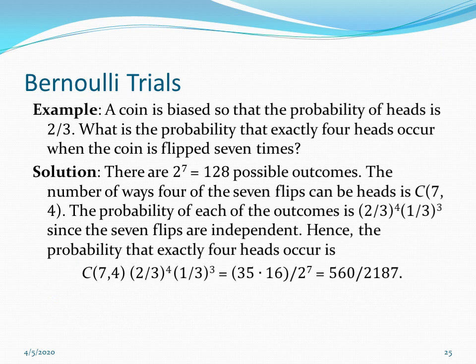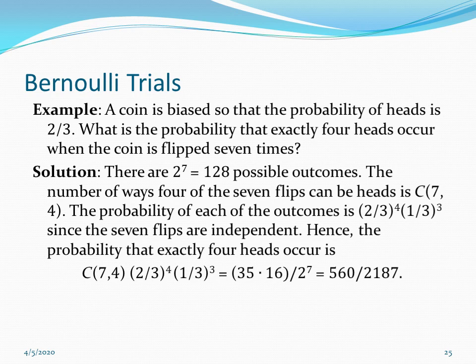Let's look at an example of a Bernoulli trial. A coin is biased so that the probability of heads is 2/3. That means the probability of tails is 1/3. We want to know the probability that exactly 4 heads occur when the coin is flipped 7 times.